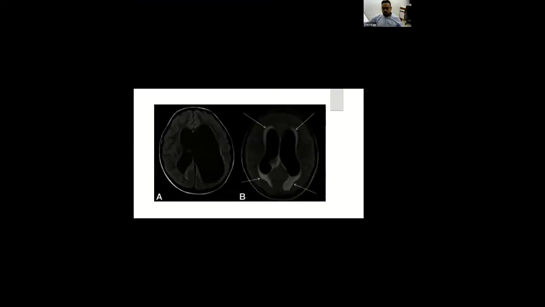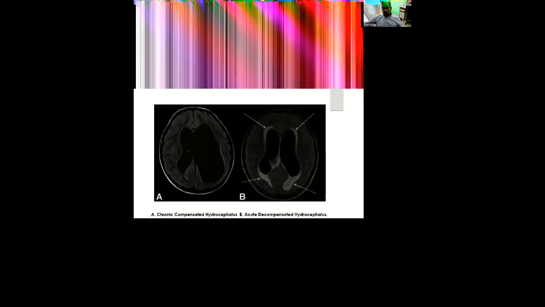So these are basically two patients. Figure A is depicting the chronic compensated hydrocephalus and B is showing the acute decompensated. In chronic, you can see that there is lack of periventricular CSF resorption. And in B, you can see periventricular hyperintensity consistent with interstitial edema due to acute decompensated hydrocephalus.